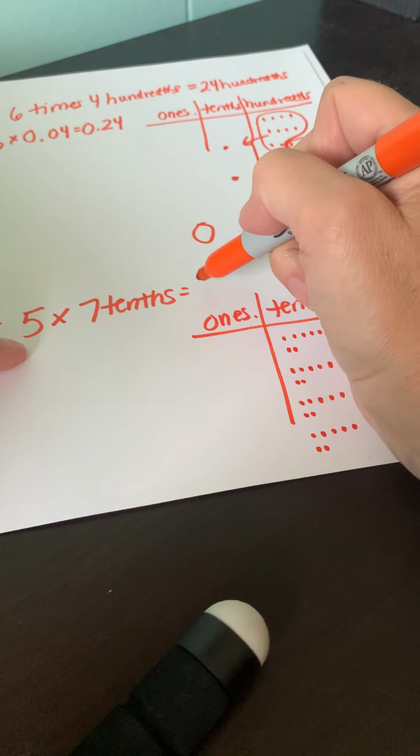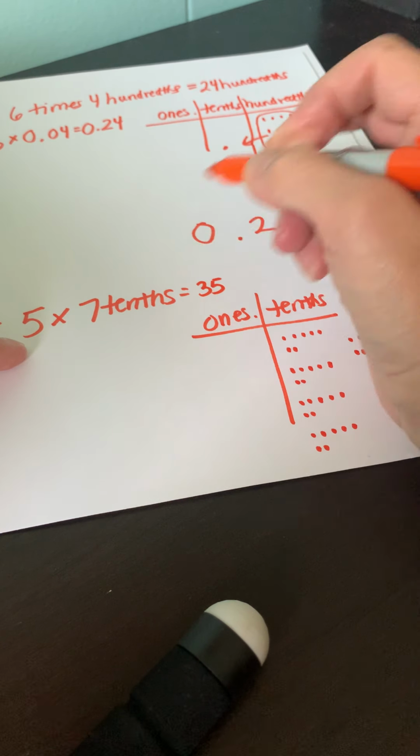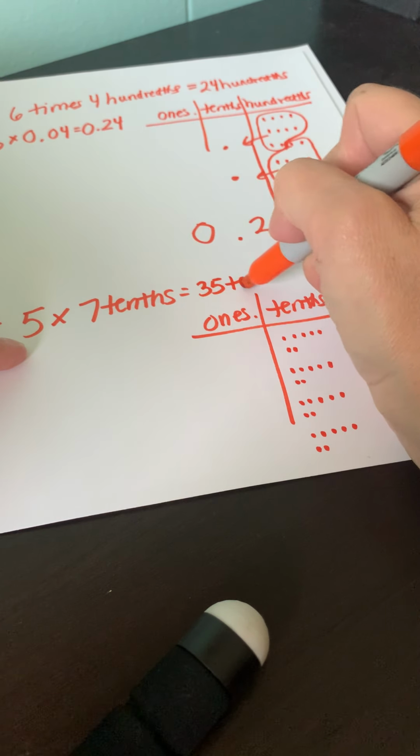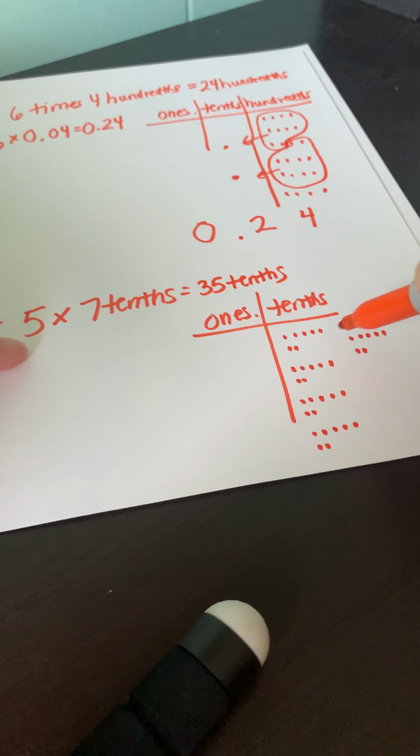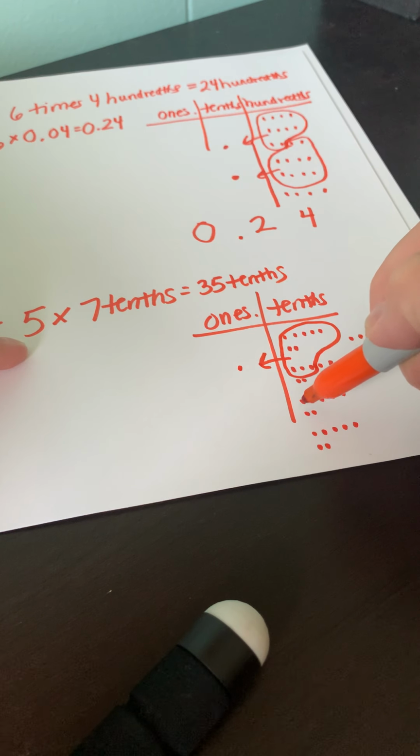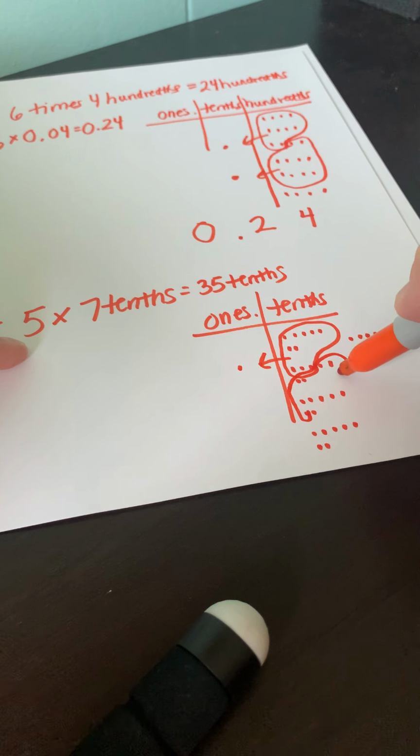5 times 7 is 35. 5 times 7 tenths is 35 tenths. I know I can regroup here. I've got 7, 8, 9, 10. That's a group. I can exchange. 1, 2, 3, 4, 5, 6, 7, 8, 9, 10. Here's another group.